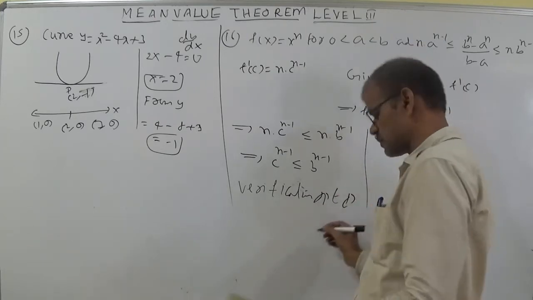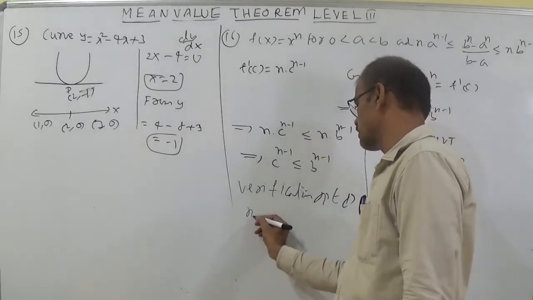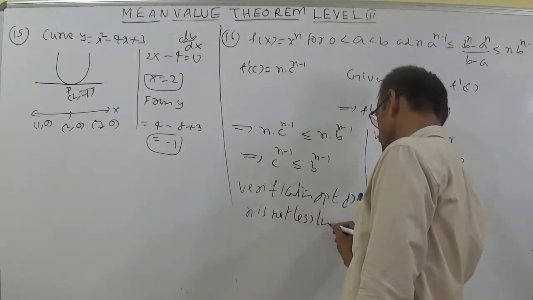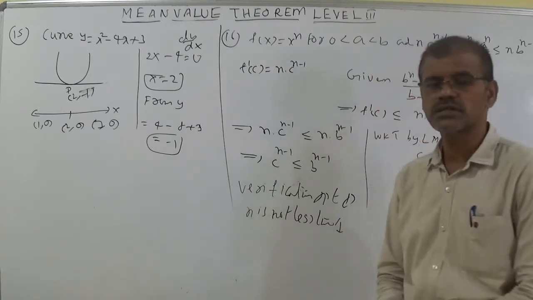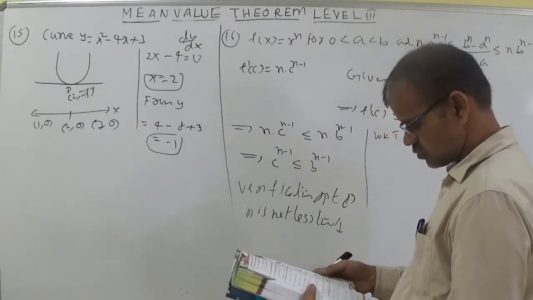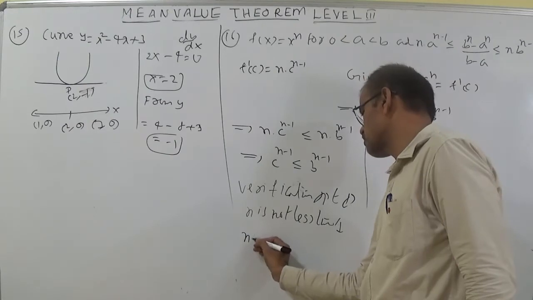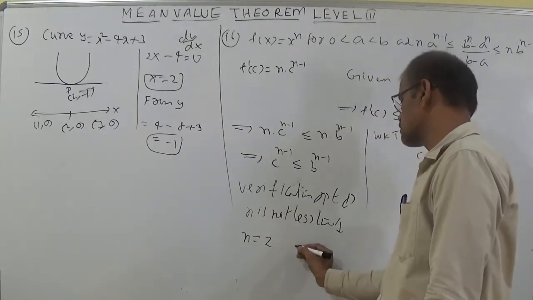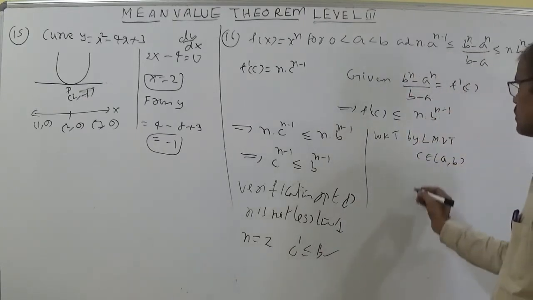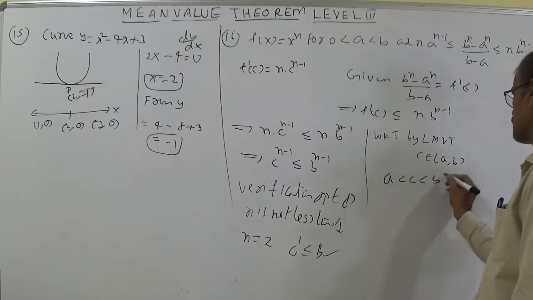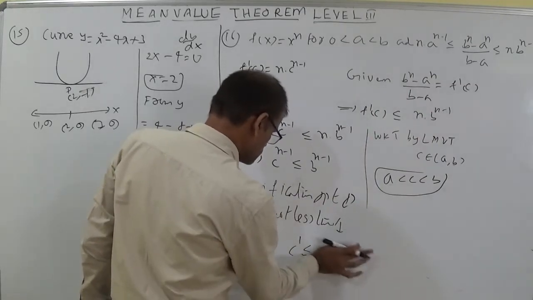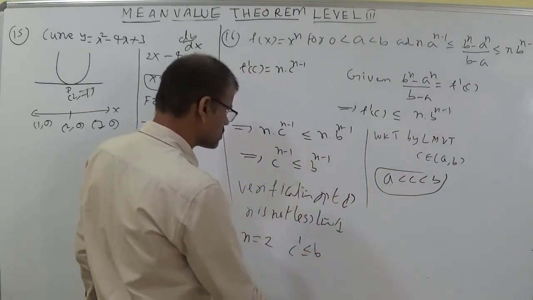Verification of option 1. Option 1 gives n not less than 1. So not less than 1 means greater than or equal to 1, so n may be 2. Let n equal 2. So c power 1 less than b is okay, because c should be less than b, meaning a less than c less than b. It is okay, true. Next, c power 1 less than or equal to b, so c less than b, it's okay, correct.